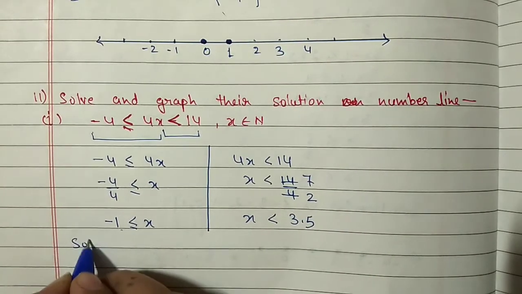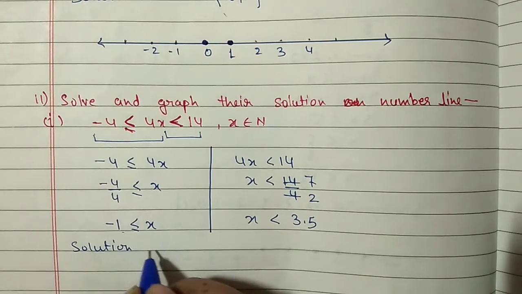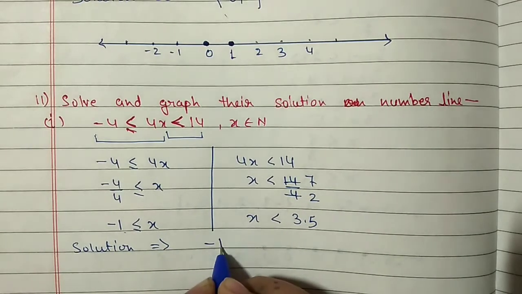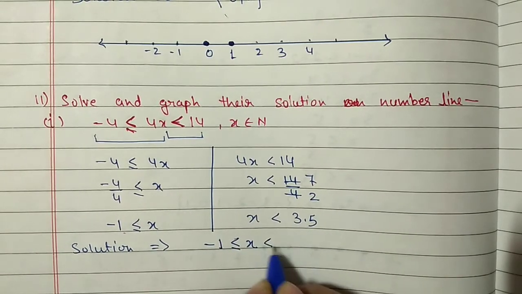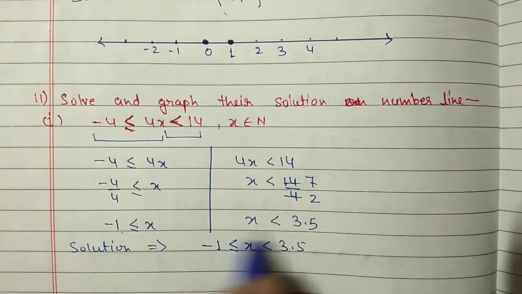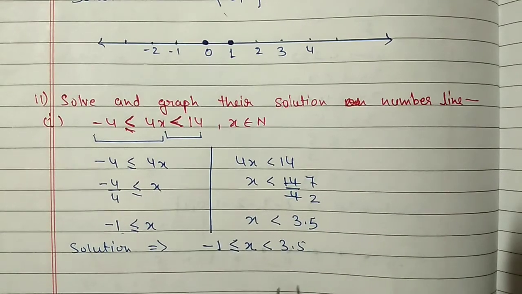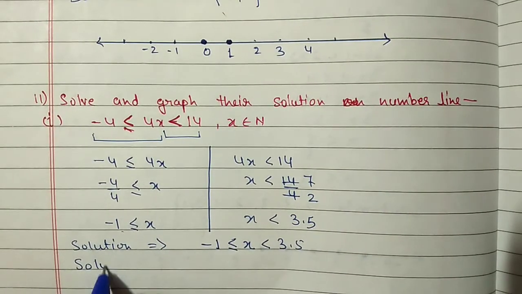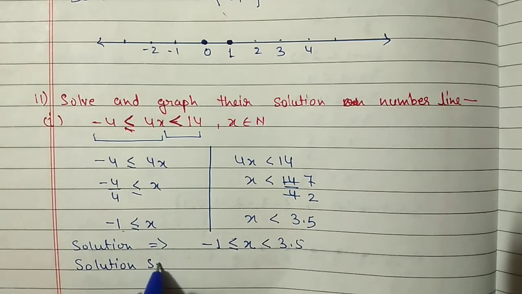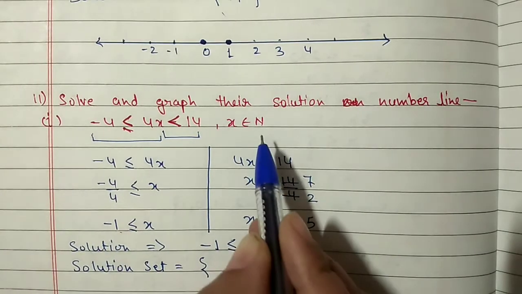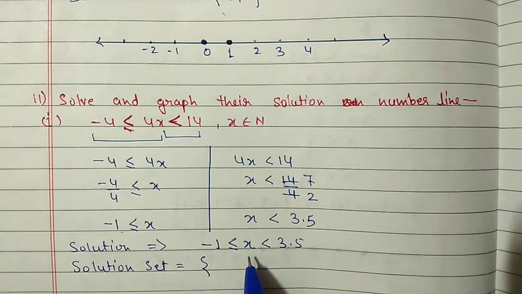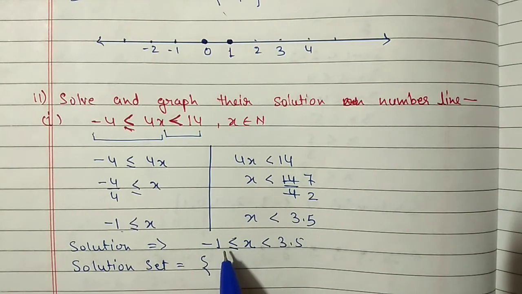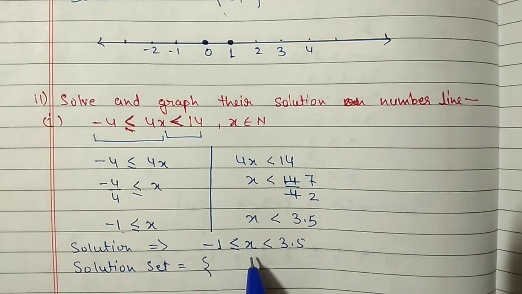So our solution is minus 1 less than or equal to x, and then x less than 3.5. These two together we have to merge. Now the solution set will be, from the natural numbers we have to take numbers from this limit. So x is greater than or equal to minus 1 but less than 3.5.